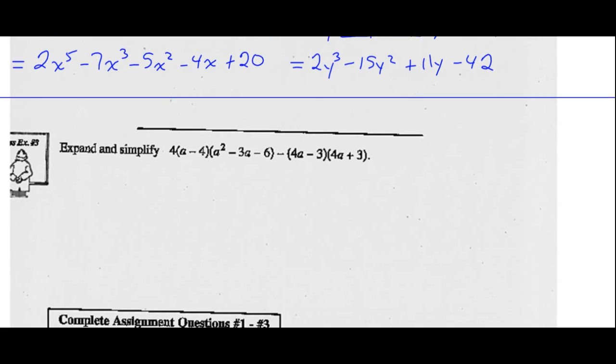All right, let's look at example 3. Expand and simplify this. So I've got a monomial times a binomial times a trinomial. I'm going to subtract the multiplication of two binomials, which happen to be conjugate binomials. So they're going to give us something a little special. Now we said when I'm multiplying 3 terms, it doesn't matter the order of multiplication. So I'm going to suggest we leave the negative 4 out front.